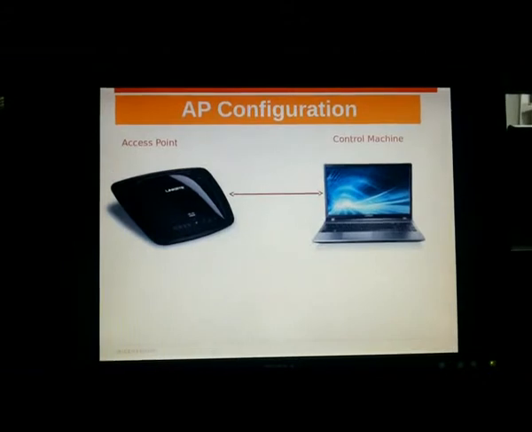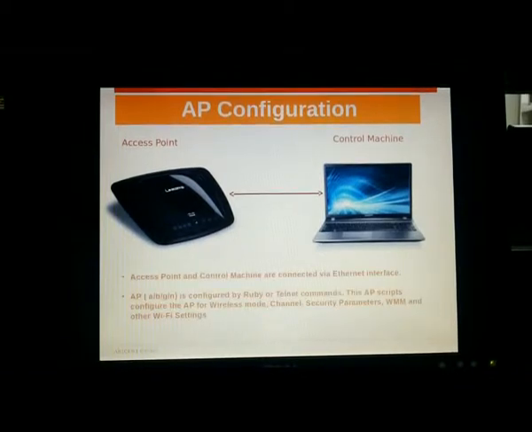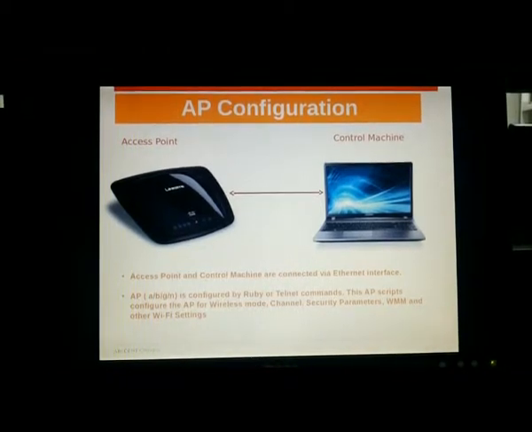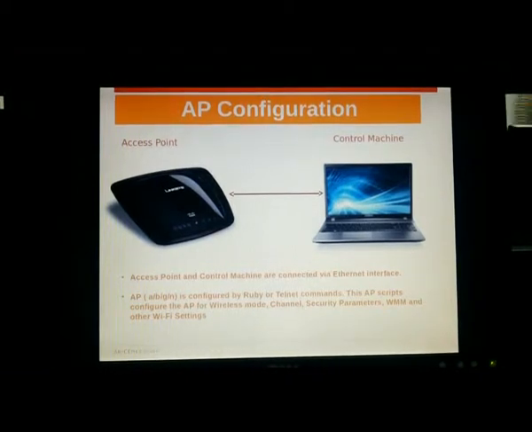Here we have the access point and control machine, which are connected over the Ethernet cable. The AP is an ABGN mode access point. We are configuring the AP Wi-Fi settings through Ruby scripts, which will automate the web page of the access point and will set the Wi-Fi settings like wireless mode, channel, security parameters, and WMM parameters. Also, we can use telnet commands for configuring the AP side.